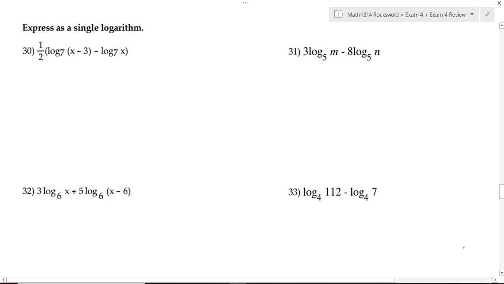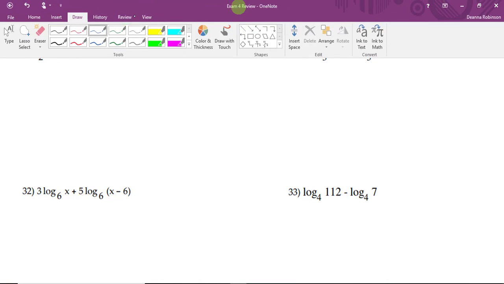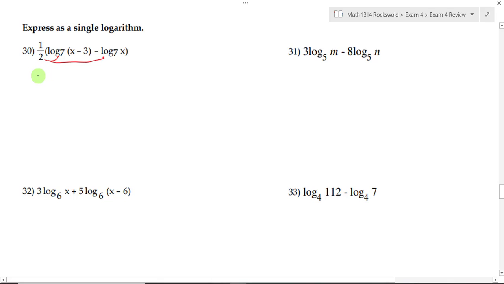We're going to express each of the following as a single logarithmic expression. So I just follow the same steps in reverse order. Now this 1/2 right here is out in front of the log. So what's the first thing I need to do with this 1/2? Distribute it. When I do that, I get 1/2 log base 7 of x minus 3 minus 1/2 log base 7 of x. Now what can I do with these exponents? Put them up as a power on the arguments of the logs.